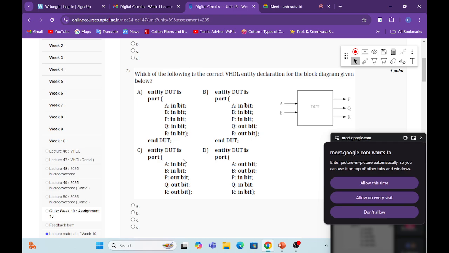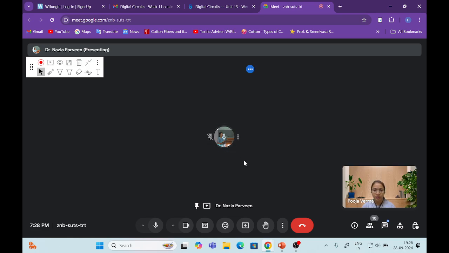A and B are inputs, P, Q, and R are outputs. So I think option C is the correct one, most probably. But in that case, the end port is not given, right? The entity end is not given. I think this is a screenshot, I might have missed it. Okay, I'll check. Option C is the correct one, I think.